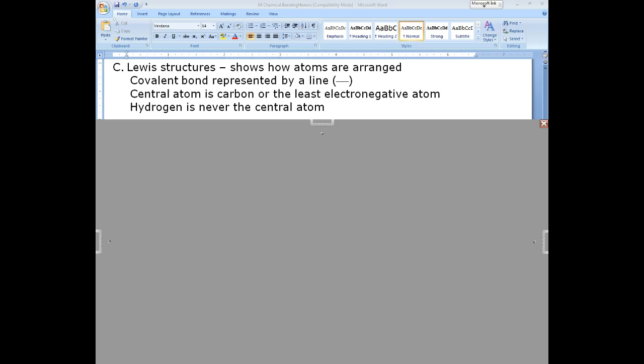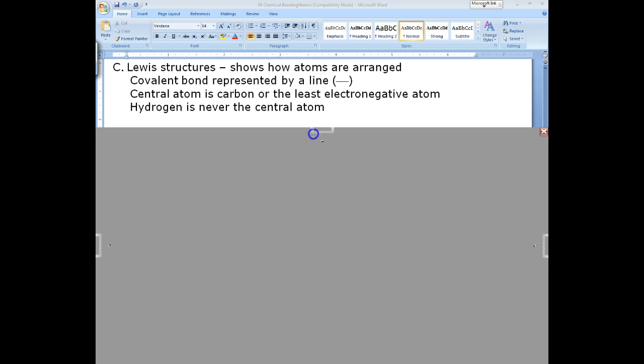The central atom is carbon, or the least electronegative atom. It is usually going to be the first one written, unless the first one written is hydrogen. Hydrogen is never the central atom because it can only make one bond. And so if it's the first thing written, it is not in the center. So we can do little things like, if I have a compound, let's draw methane, CH4.